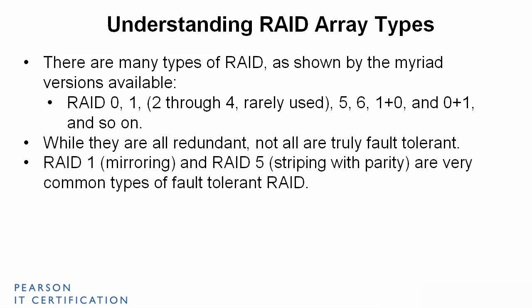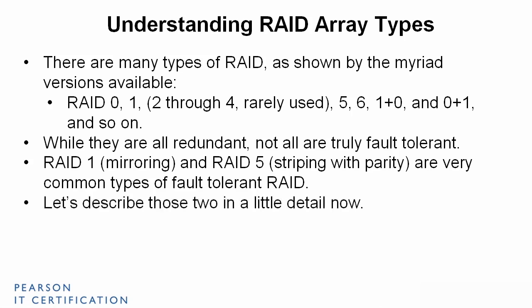Instead, we'll go for RAID types such as RAID 1, which is mirroring, and RAID 5, which is striping with parity. These are very common types of fault-tolerant RAID. They can survive a fault or a failure and keep supplying data to the users. Let's describe those two in a little detail now.